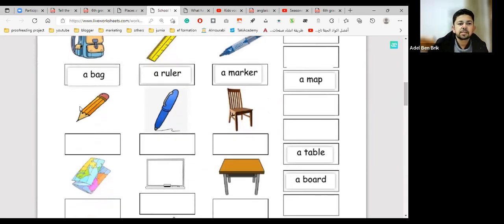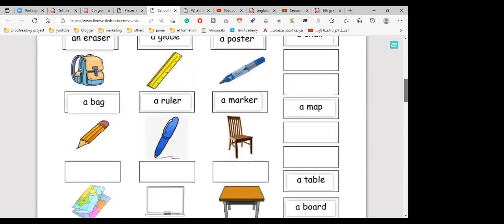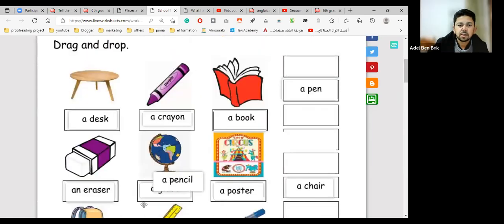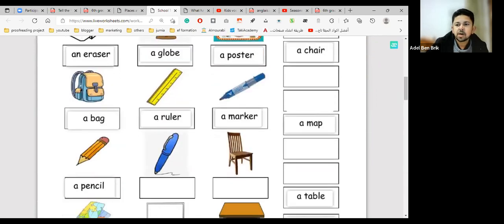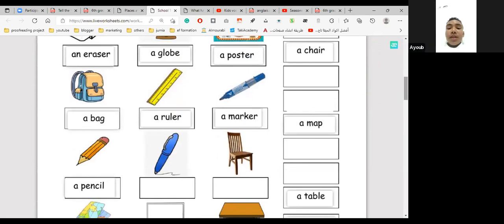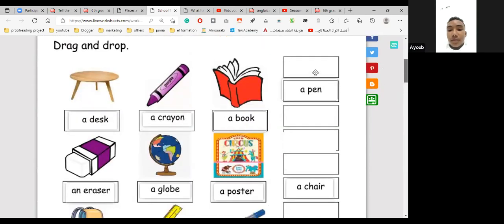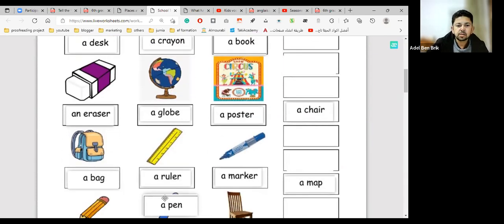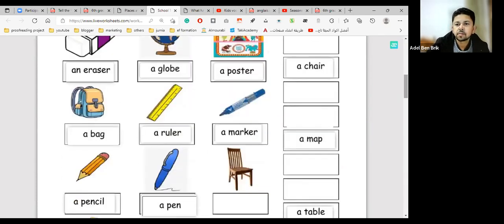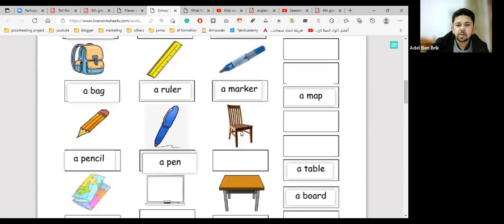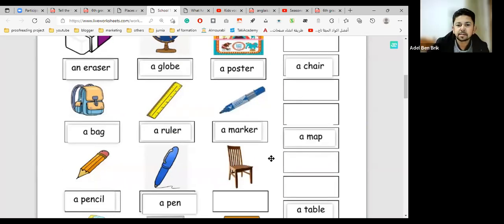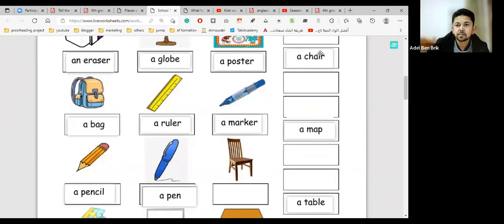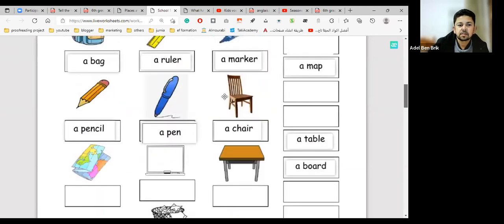Next one, what is it? A pencil. Yes, very good. It's a pencil. This is a pencil. Next one. It's a pen. It's a blue pen. Okay. This is a pen. What about the next one? Is it a chair? This is a chair. Yes, this is a chair.